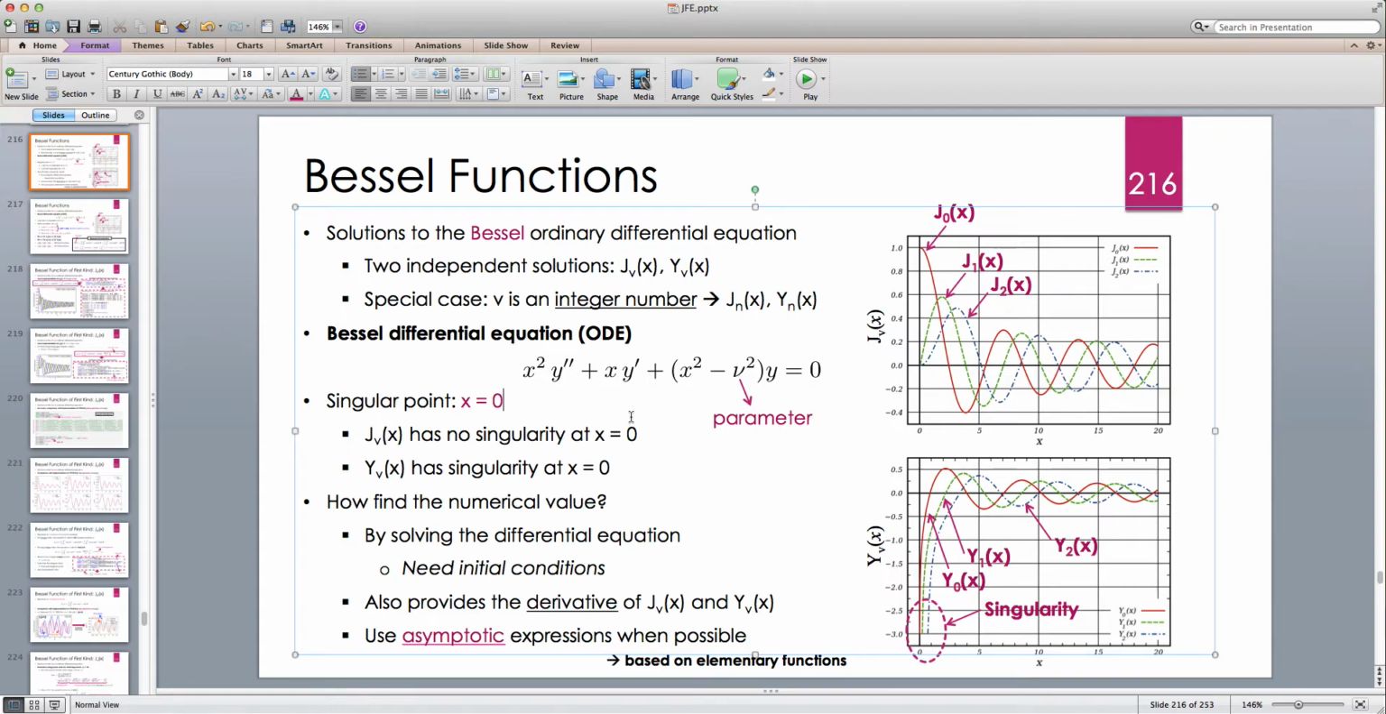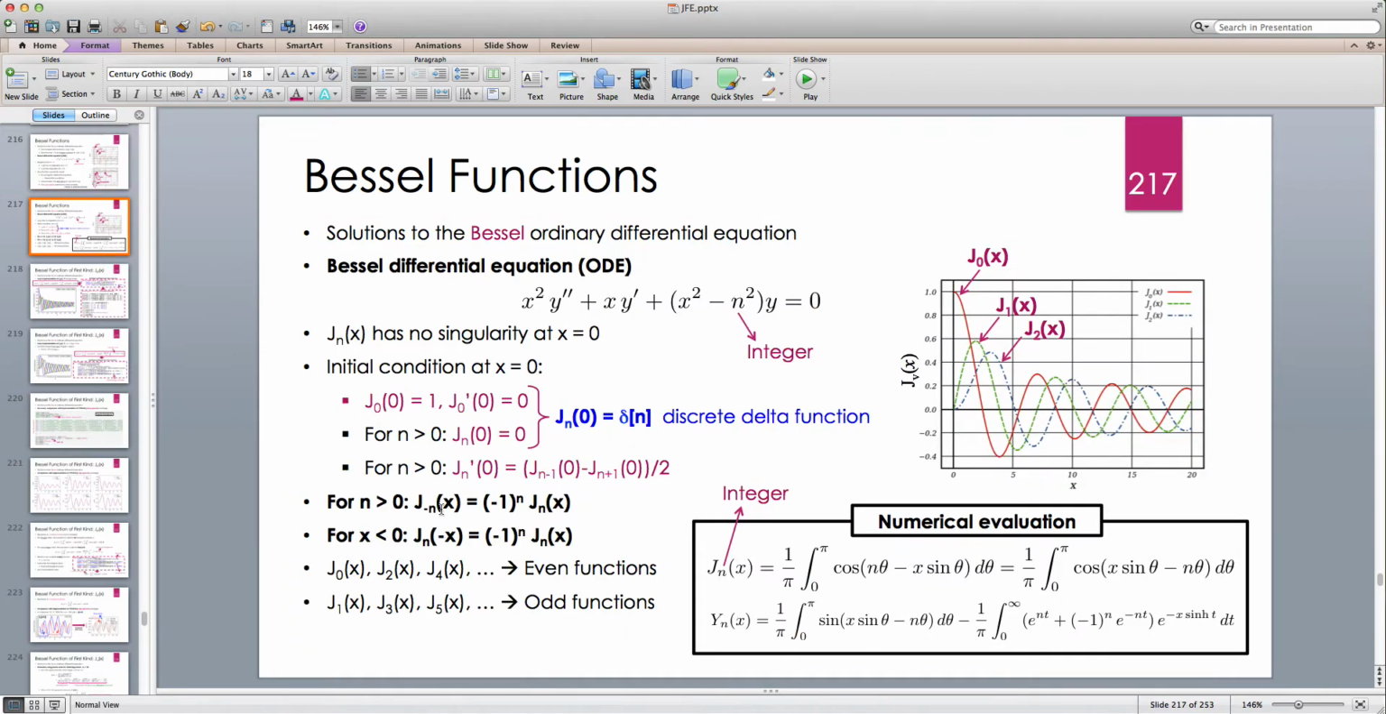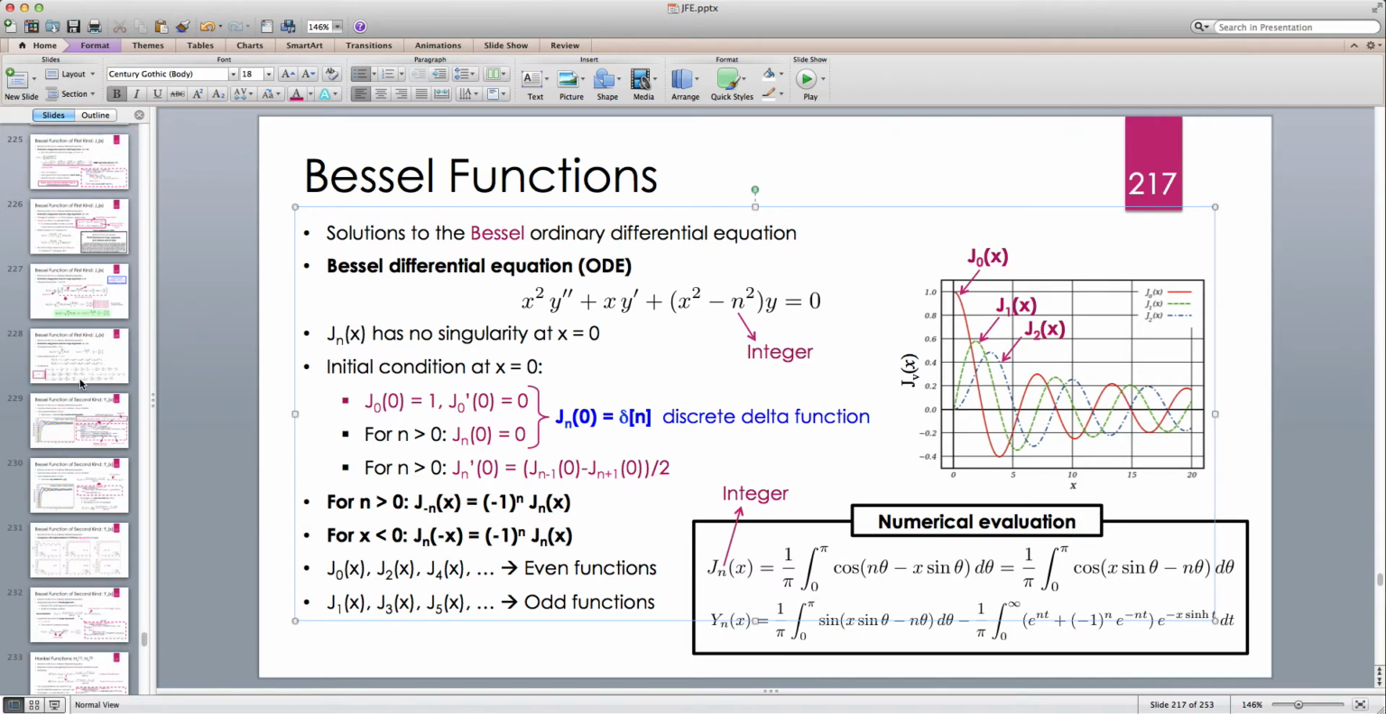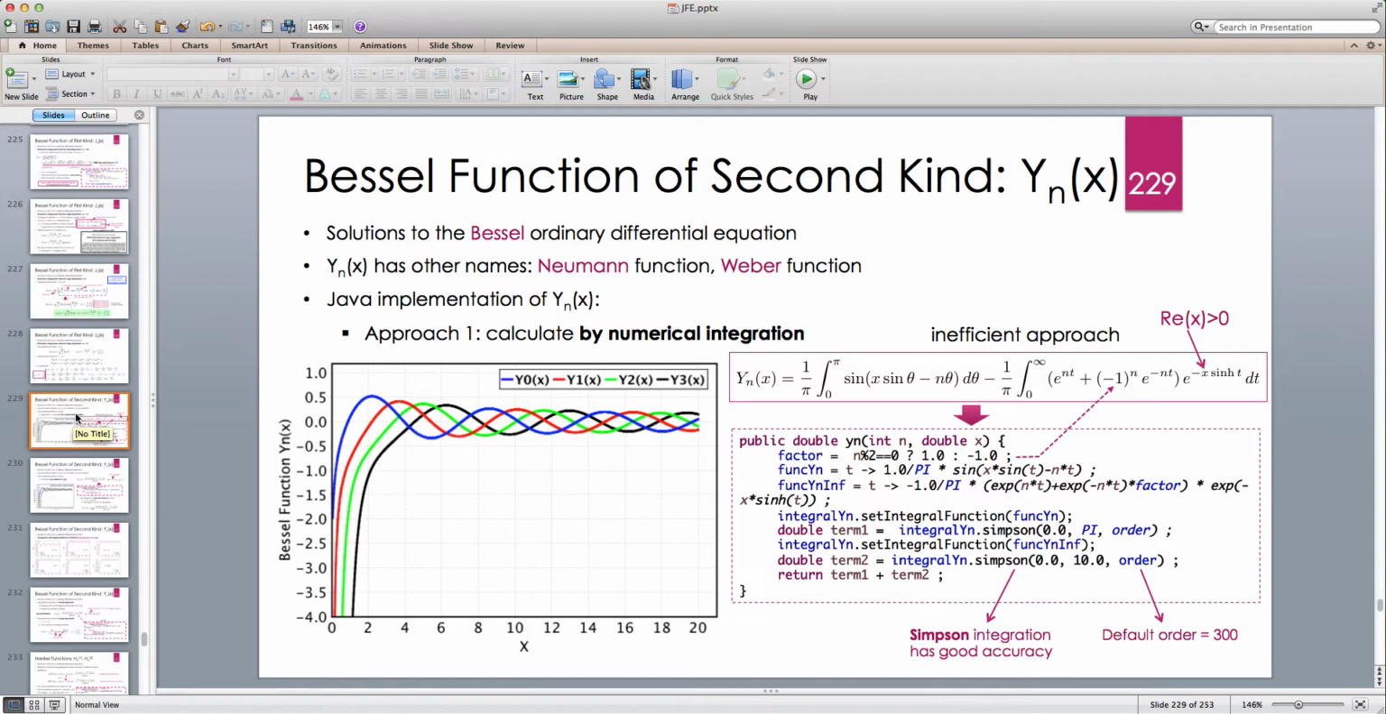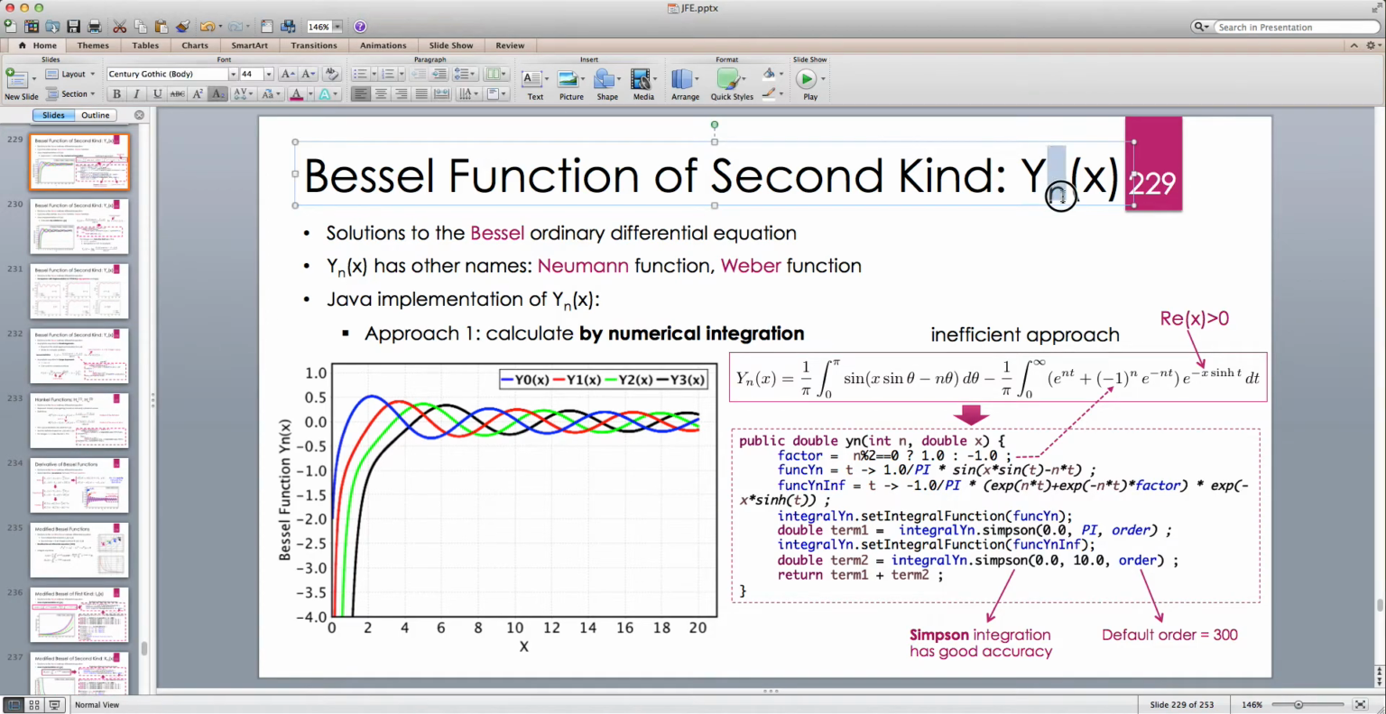Actually, we already saw what the relation is. If nu is an integer, J minus n is minus 1 to the nth power Jn. So J minus n is just plus or minus Jn, right? Based on whether n is even or odd. And that's the reason we're defining another function, or we're looking for another function y nu, which is linearly independent always, even for integer parameter.